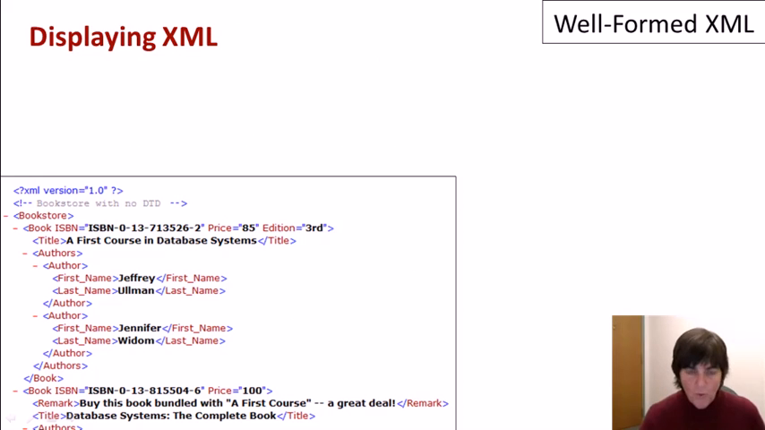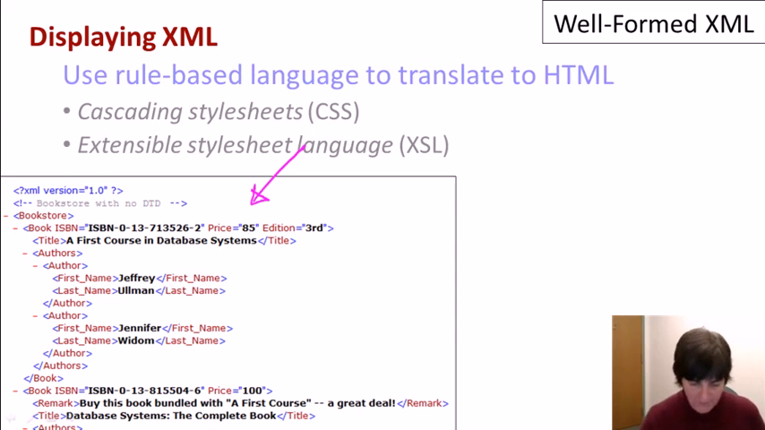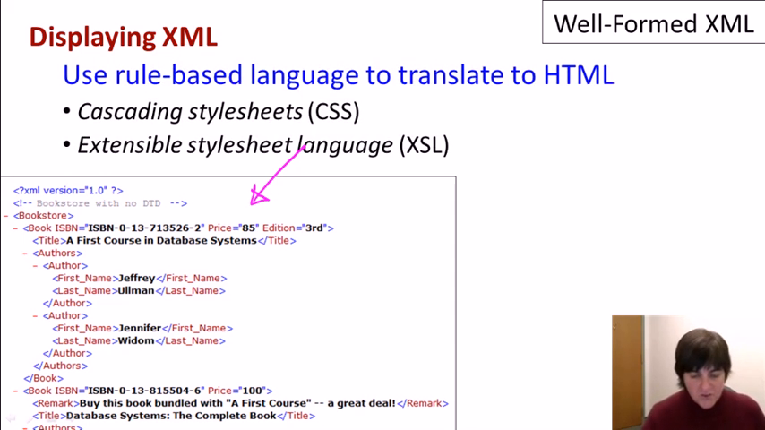So one issue that comes up, because XML data is used frequently on the internet, is how we display XML. Obviously one way to display XML is just as we see it here, but very often we want to format the data that's in an XML document or an XML stream in a more intuitive way. And actually there's a nice setup for doing that. What we can do is use a rule-based language to take the XML and translate it automatically to HTML, which we can then render in a browser.